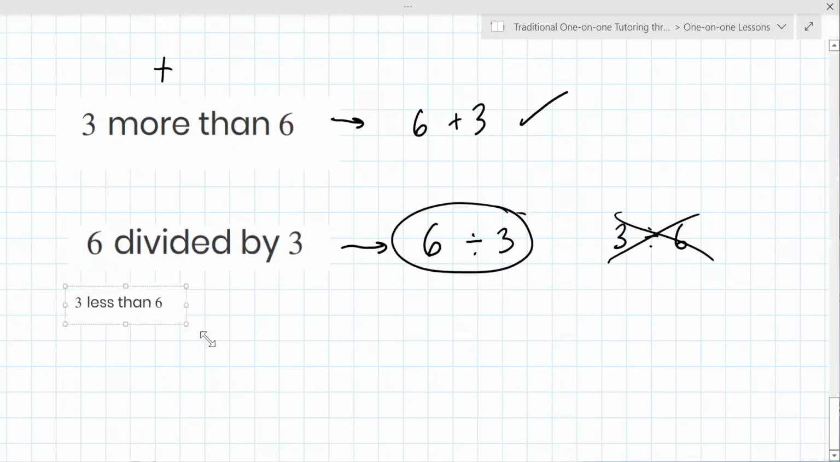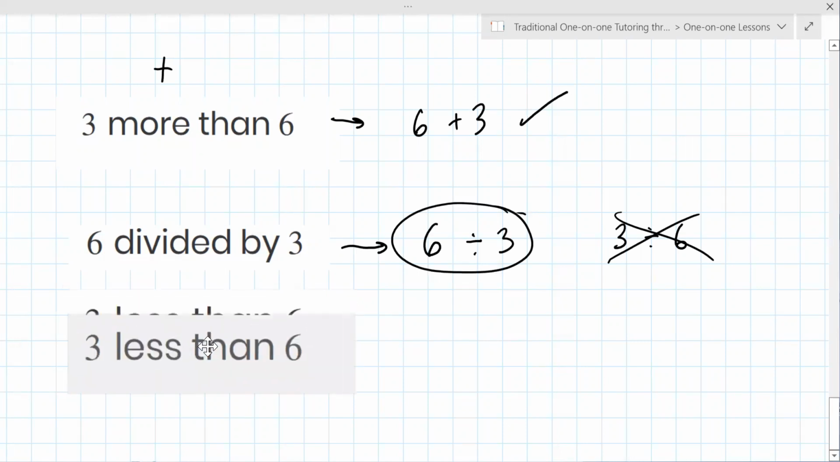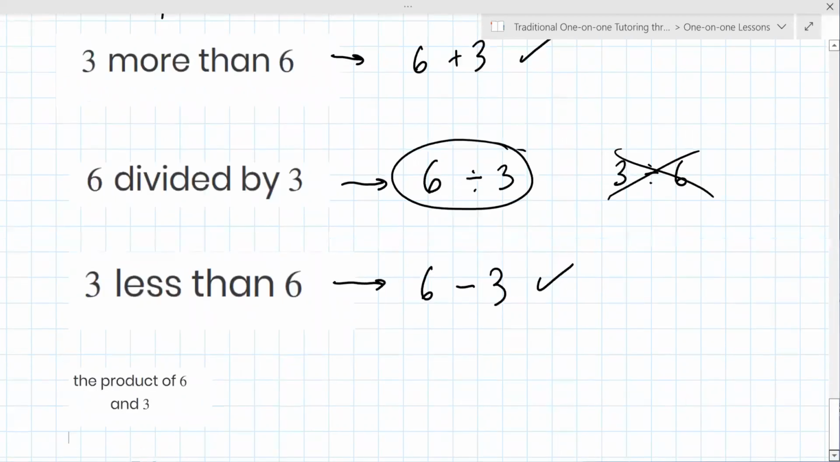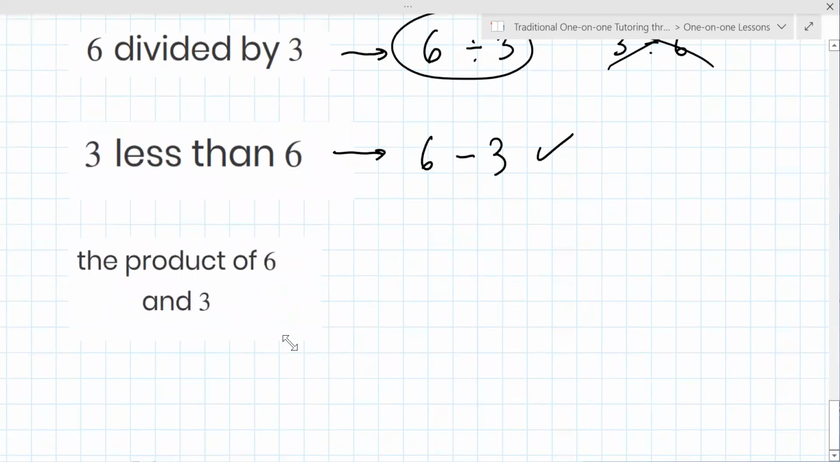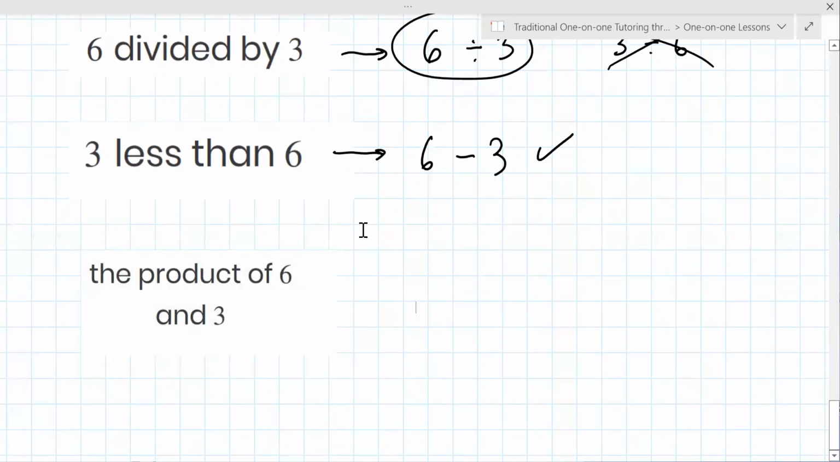All right, 3 less than 6. We can do 6 minus 3. Good. And then the last one here is a product. The product of 6 and 3. 6 plus 3. So it's the word product here. Oh, it's adding.